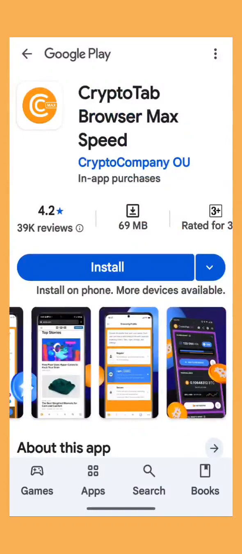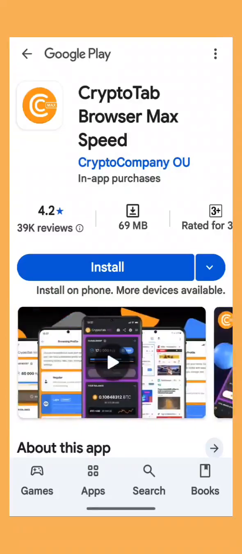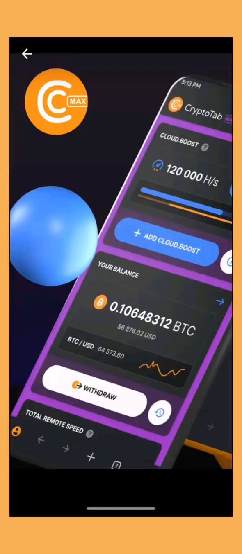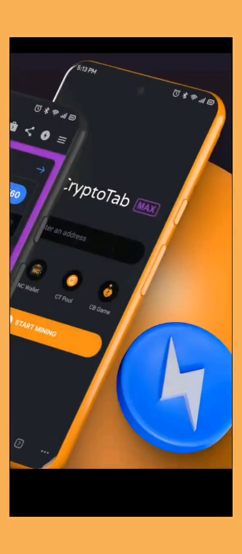Okay, that makes sense. Which brings me to performance. If you are using it, how do you maximize that? I've seen stuff about max speed and cloud boosts. Good question. So CryptoTab has different versions. One is this max speed version you can find specifically on Google Play. It's designed to give you the highest basic speed available for mining on your device, sort of unlocking its baseline potential.